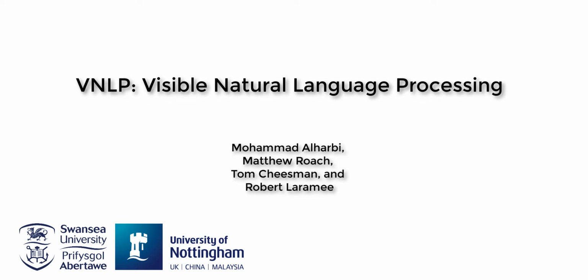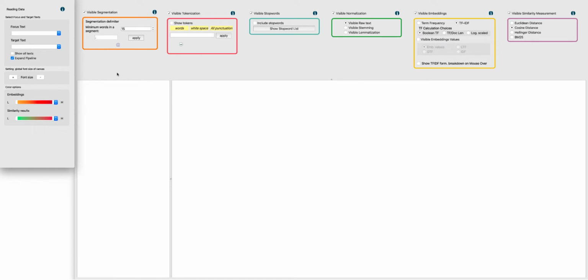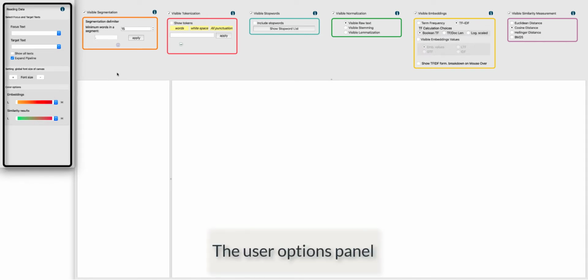In this video, we present VNLP, an interactive, customizable visual framework that enables users to observe and participate in the NLP pipeline processes, explicitly manipulate the parameters of each step, and explore the result visually based on user preferences. The VNLP consists of 4 components: a user options panel that accommodates options to customize the focus and target texts.